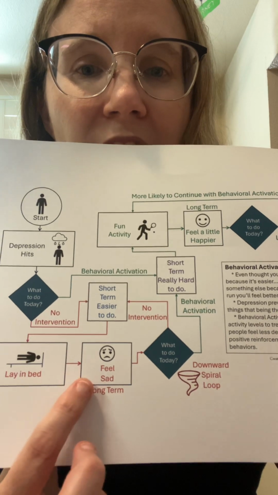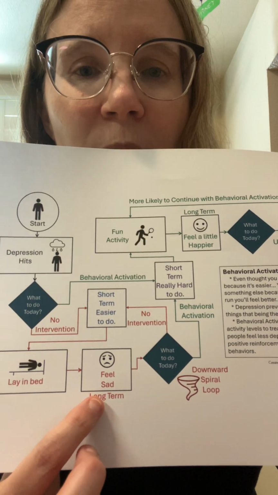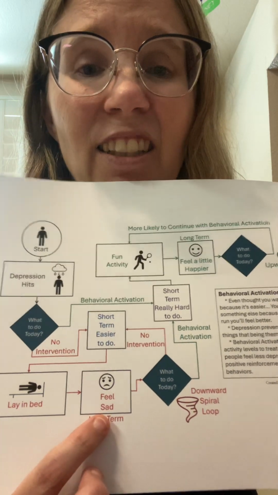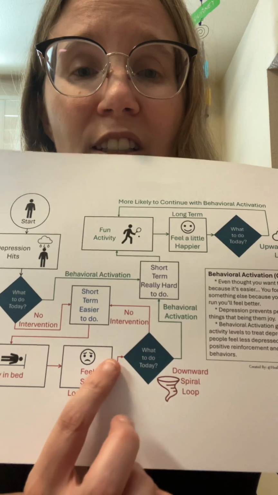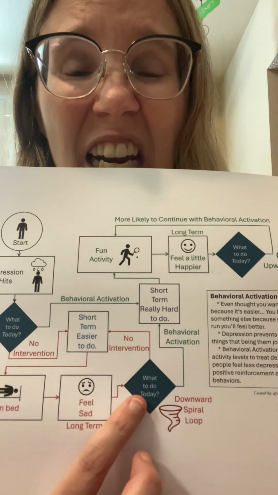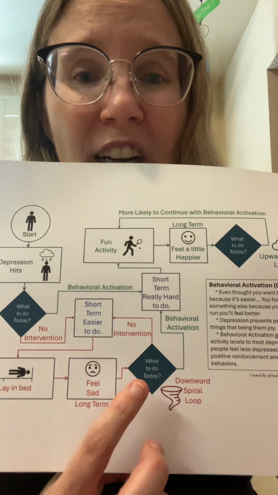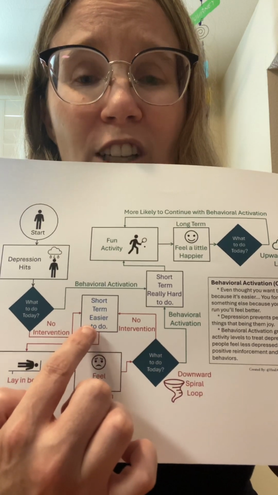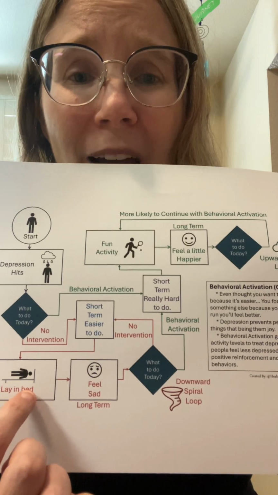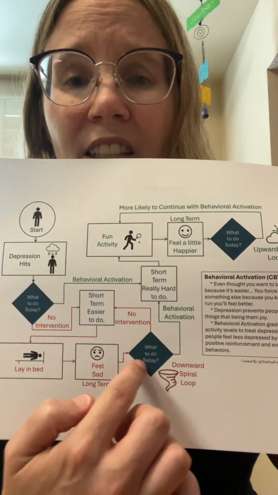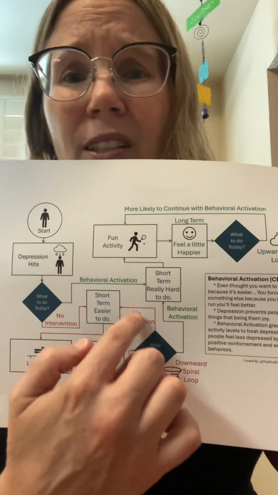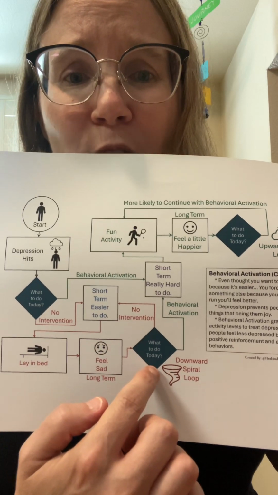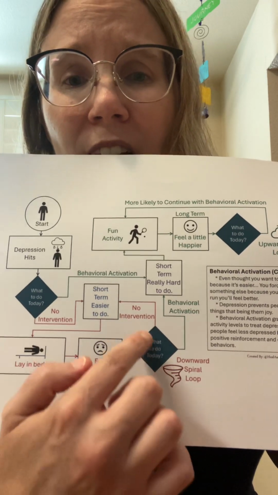And then you come over here, and the long term is you feel sad. And so the depression might keep going, and then it's, what do you want to do today? And you might not do any more intervention. And then you come back here to the short term, and you go back and lay in bed. And you might do this a bunch of times. And that's where it's that downward spiral loop.